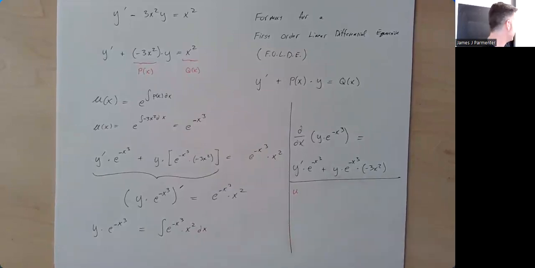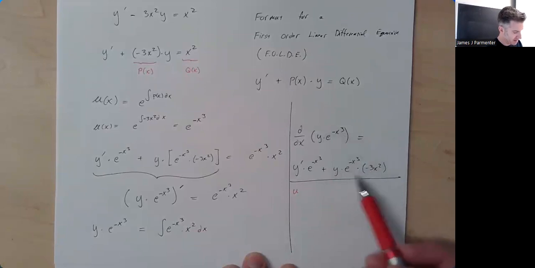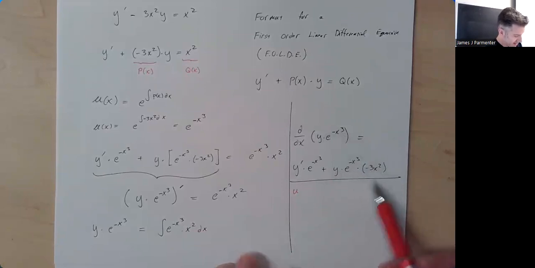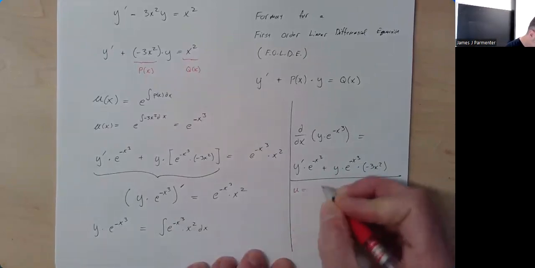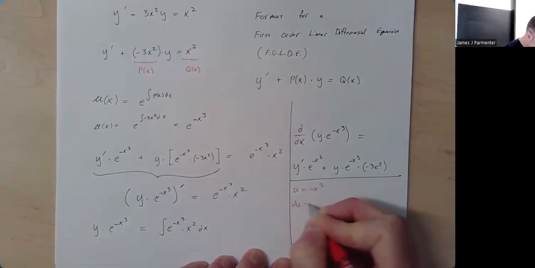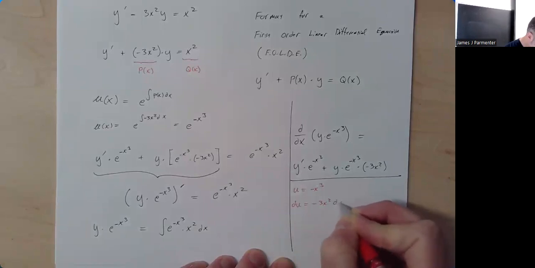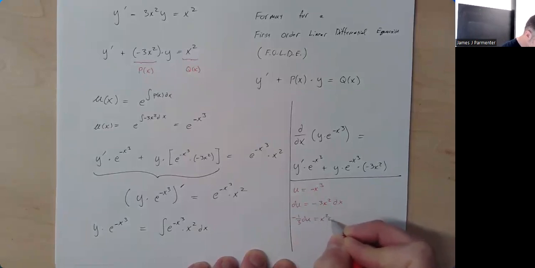We can kind of see what it's going to be already, because we took the derivative of e to the negative x cubed and got e to the negative x cubed times negative 3x squared. That's almost exactly the same as this. We're just off by a factor of negative 3. But to show the work, we would say u is equal to negative x cubed. du is negative 3x squared dx. I would divide both sides by negative 3 and say negative 1/3 du is equal to x squared dx.